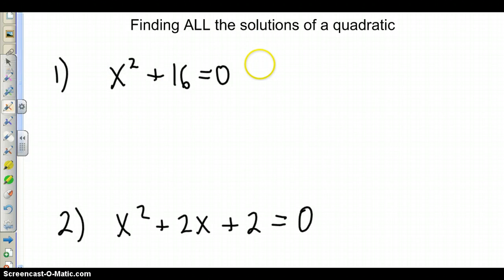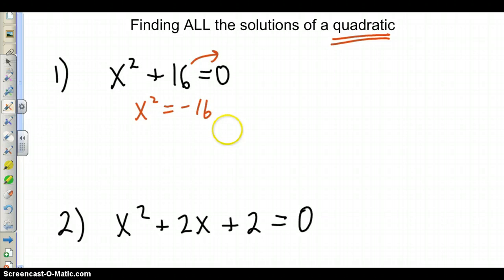Find all the solutions of a quadratic. So you might be saying, why are we studying complex numbers when we're doing quadratics? Because sometimes you get a quadratic like this, where you can actually solve this for x. Let's try to solve this for x. x squared equals negative 16. We move that number over by subtracting it. And then, of course, you're going to take the square root of both sides. Don't forget plus or minus.